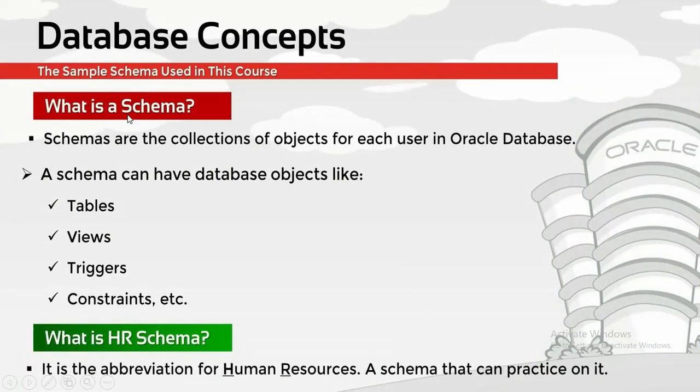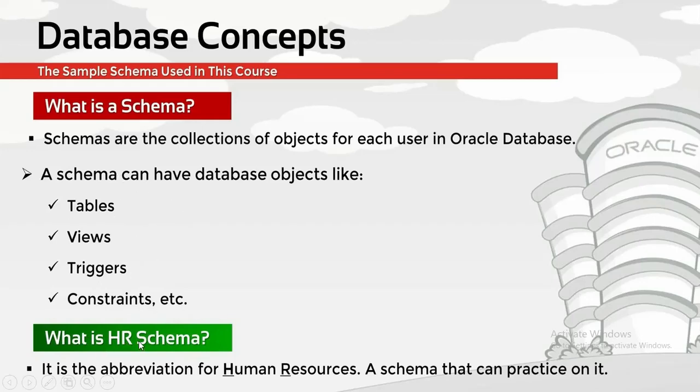Then what is a schema? Schemas are collections of objects for each user in an Oracle database. So a schema is simply a collection of objects. What are the objects here? A schema can have database objects like tables, views, triggers, constraints, etc. These are called objects within a schema. So this is what a schema is.